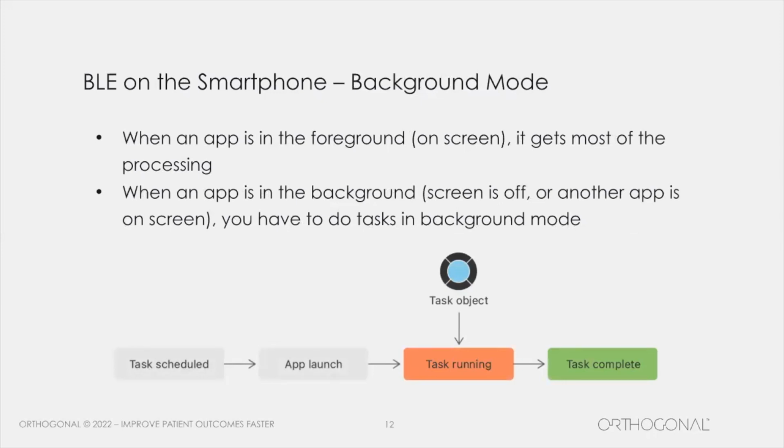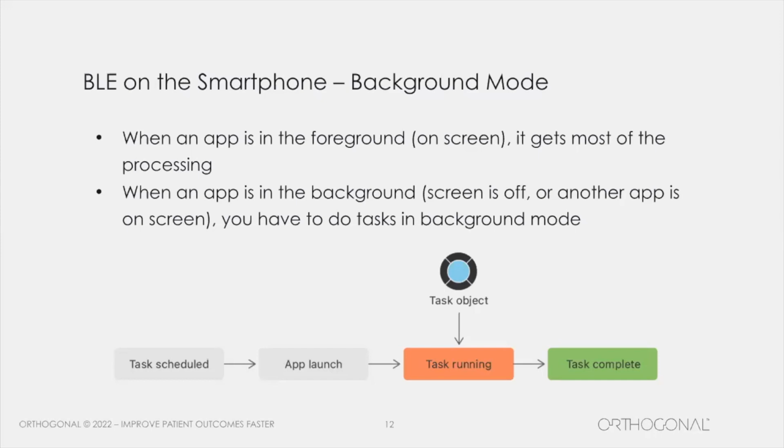So if we're looking at background mode, right, again, keep in mind that the smartphone is a consumer device. Battery life is at a premium. They want the app that is in the foreground, what the smartphone user wants to do right now, to be the most important thing. So it gets most of the processing power, on the primary thread, etc. But there's the need for background processing.